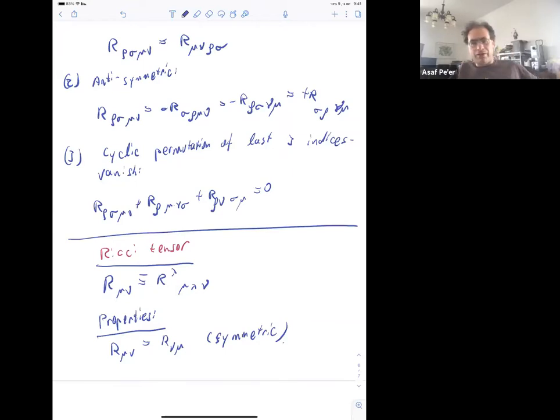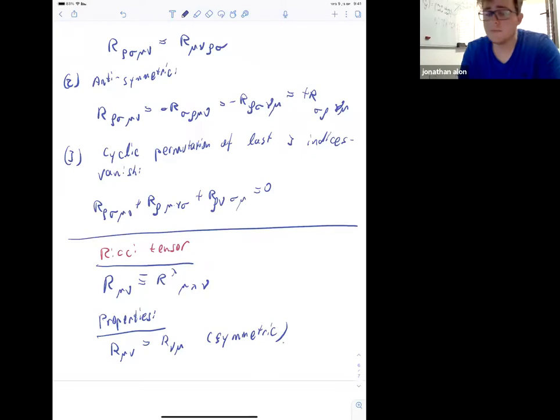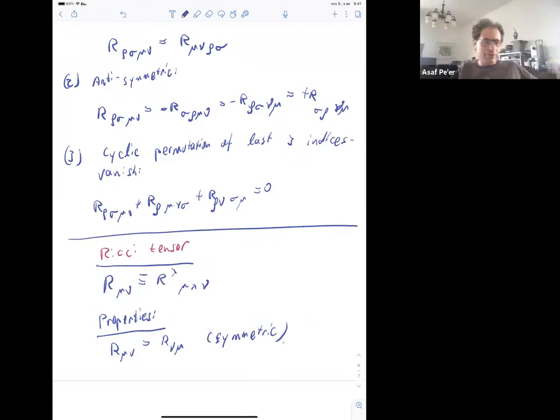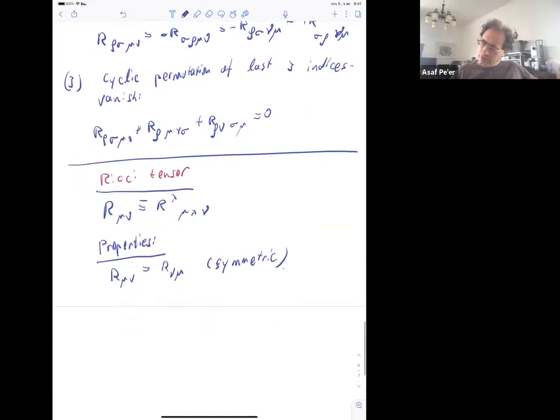And if we take another contraction of the Ricci, what do we get? What type of object do we have? A scalar, right? That's right. So we get what's called the Ricci scalar. So we know that it's R, which is just R mu mu, or g mu nu R mu nu. So the Ricci scalar is just a number.